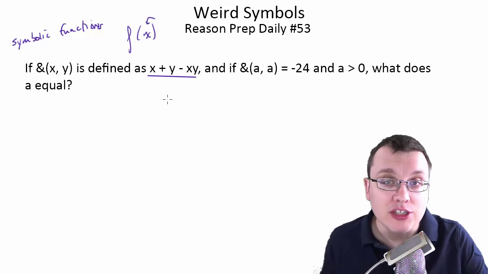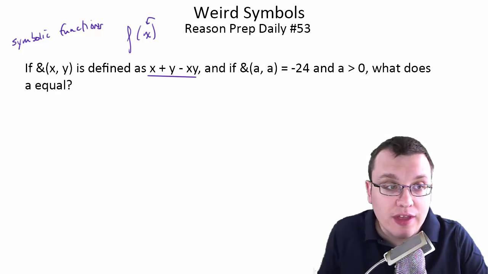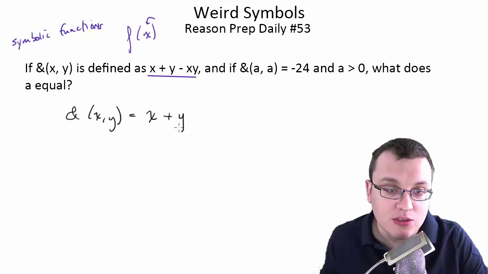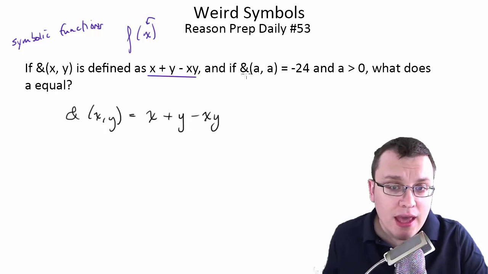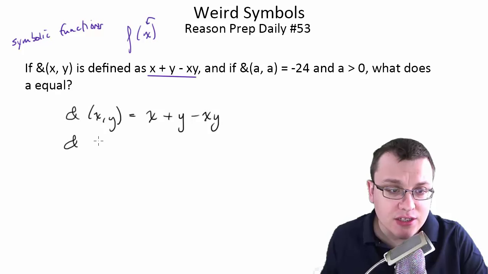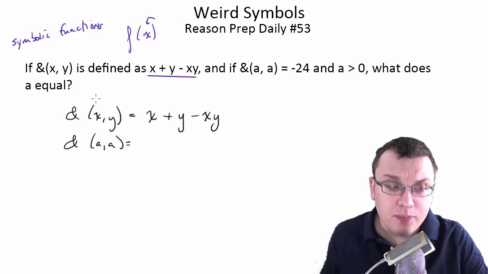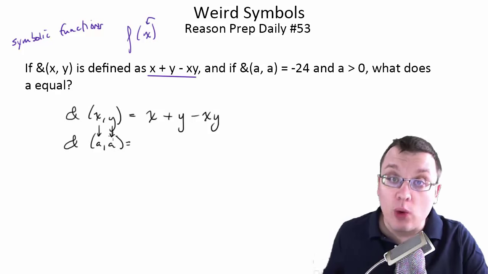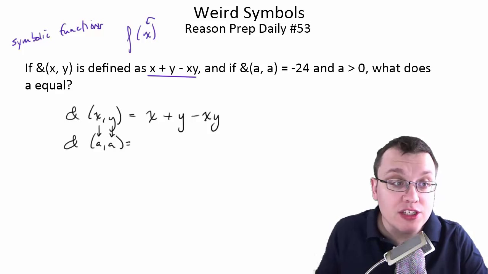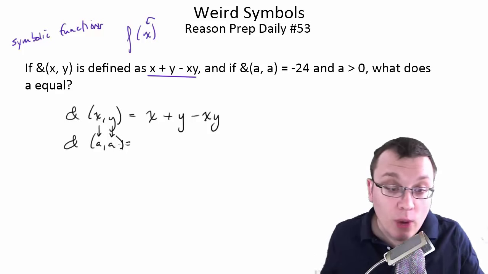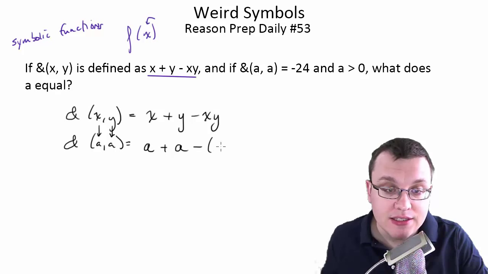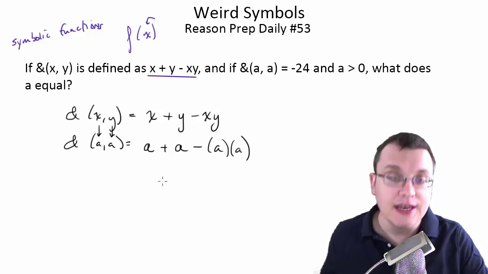It's basically pattern matching. So in this case, we're told that ampersand x comma y is defined as x plus y minus xy. And then we're given this thing, ampersand a comma a. Now notice we're replacing the x with a, and we're replacing the y with a. So that means in the equation, we're going to replace the x with a and the y with a. So we'll do that. We get a plus a minus a times a.